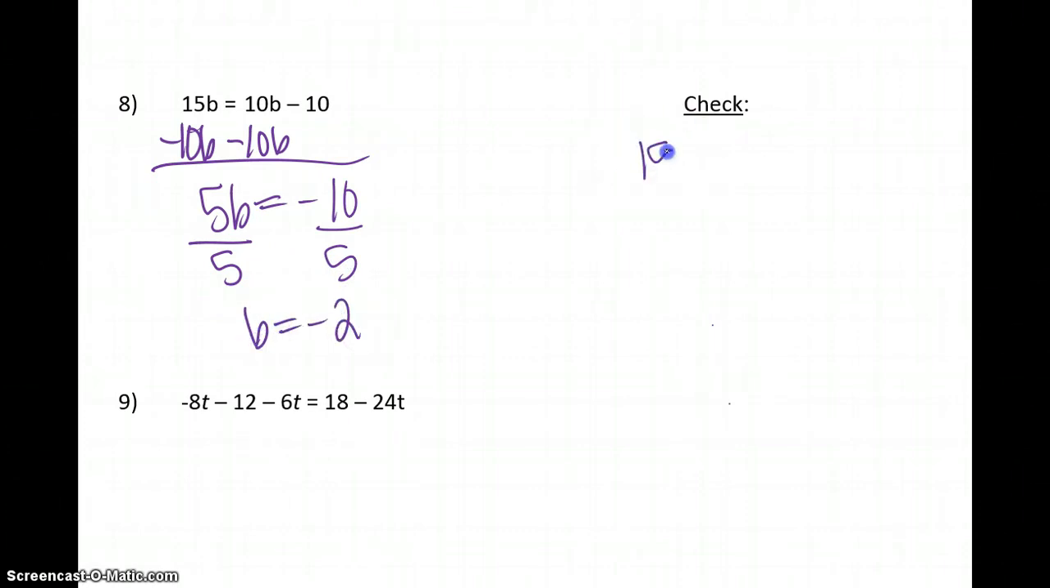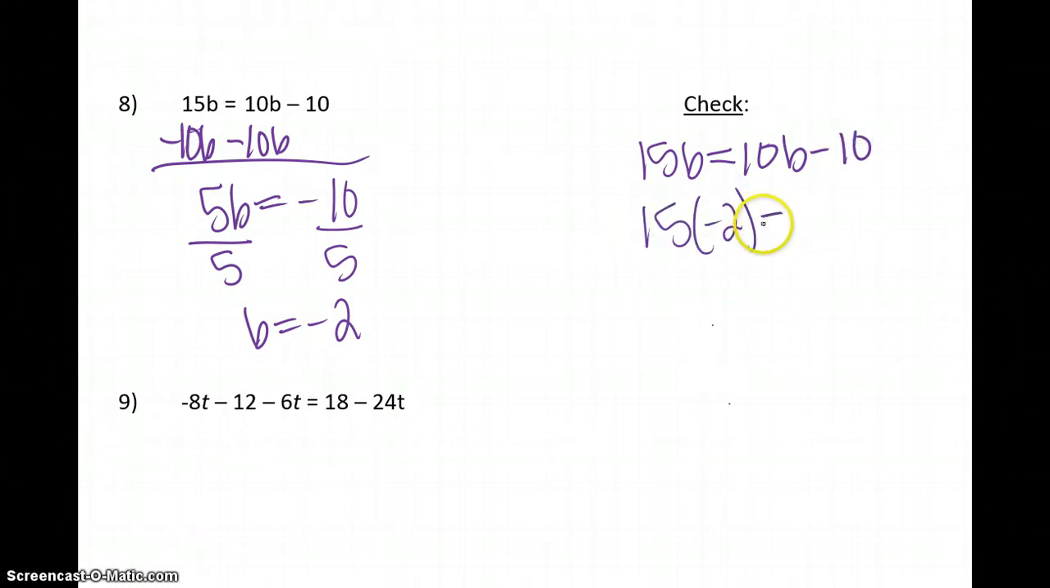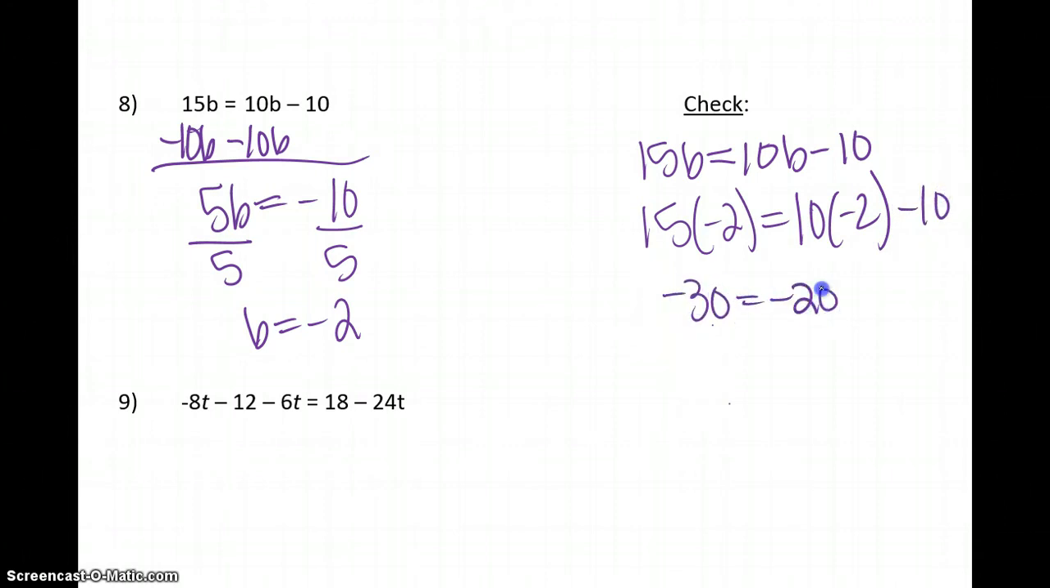Check step, original problem. 15b equals 10b minus 10. 15 times negative 2 equals 10 times negative 2 minus 10, which is negative 30 equals negative 20 minus 10, and negative 30 equals negative 30. Check.